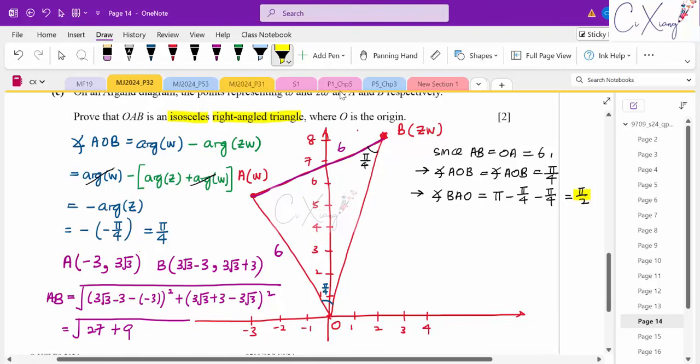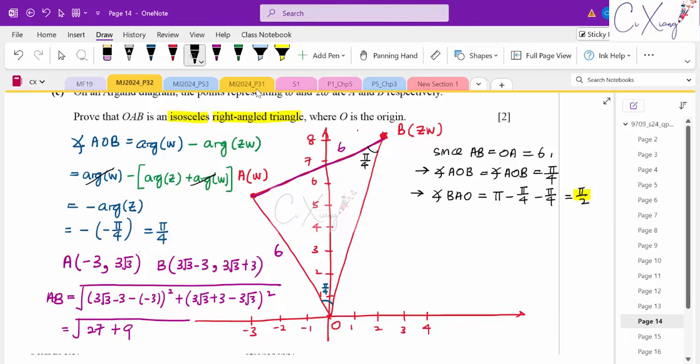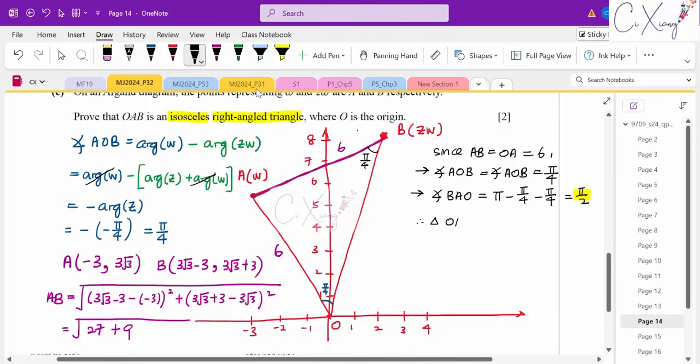So you have pi over 2, which is a right angle. Okay, so from here you can see that you have two sides of equal length with the 90 degrees here. So basically the triangle AOB, or OAB, is an isosceles right angle triangle.